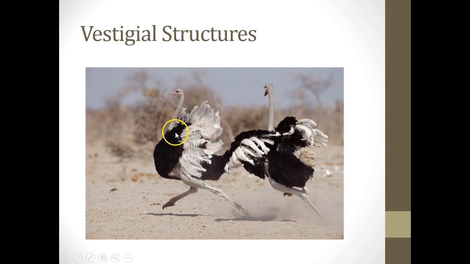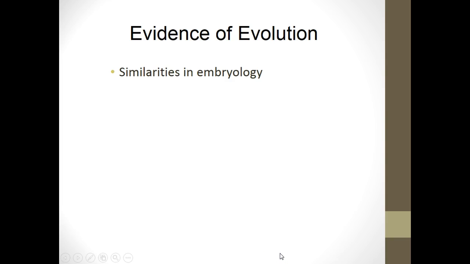Vestigial structures, remember, are like an appendix in humans. It's also like a wing on an ostrich. They do not use them to fly. This bird cannot fly, nor will it ever try to, but it hasn't lost its wings because it doesn't hinder its ability to survive. Evidence of evolution in embryology.